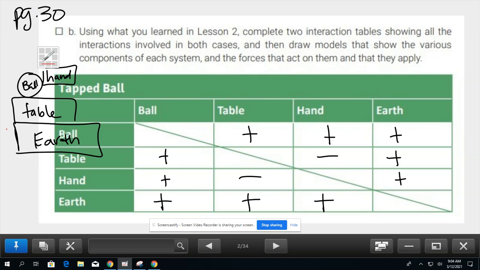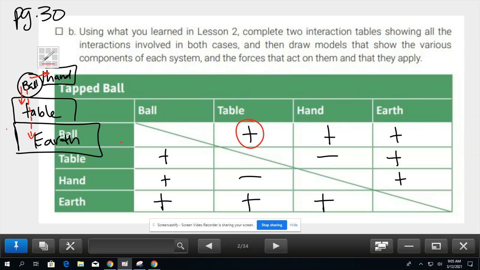Okay, so let's do the forces that are in contact with each other. I'm just going to go through and say, okay, there's a plus sign right here between the ball and the table. So I know I need to draw an arrow between the ball and the table. There's a plus sign right here between the ball and the hand. So I'm drawing an arrow between the ball and the hand. And then there's a plus between the ball and earth. I know the ball is not physically touching earth, so I'm doing a dash to represent a force interacting at a distance.